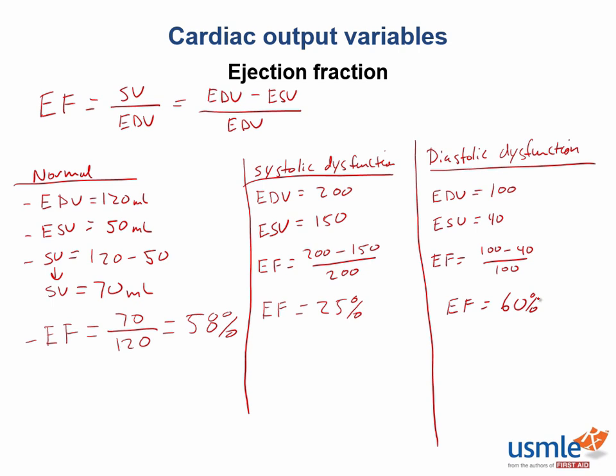And remember, the underlying pathology here is inadequate blood delivery to the systemic circulation due to the decreased cardiac volumes. Alright, well that's going to wrap up cardiac output variables.